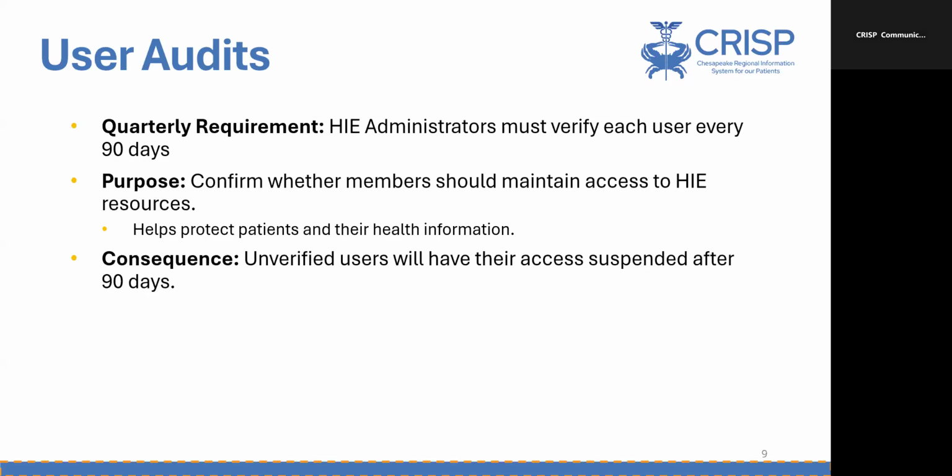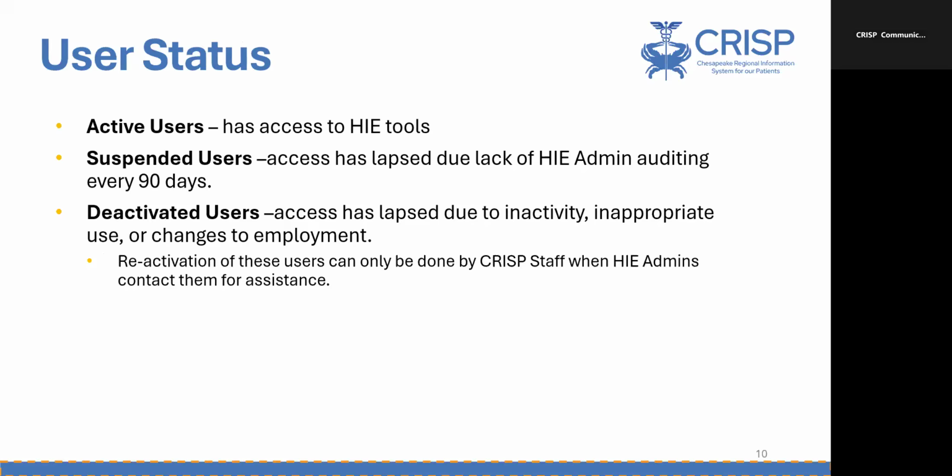The consequences of not verifying your users through this audit process every 90 days is they will move into a suspended status where they will live for another 90 days until they'll fully be deactivated and no longer have access to their account. And so these are the three statuses that we talk about when we are referring to this tool. So active user will have access to log into the portal, have access to log into their services.